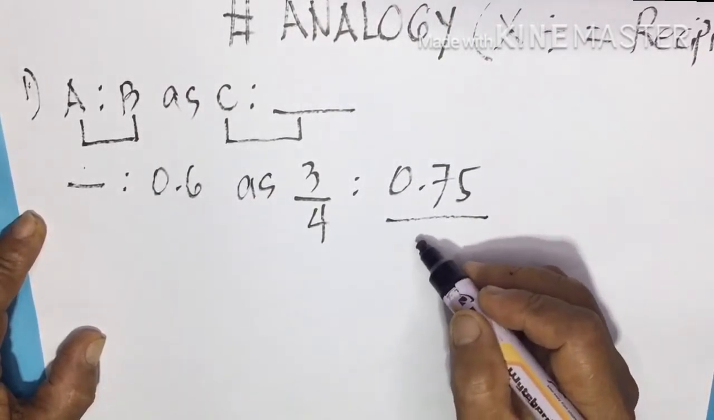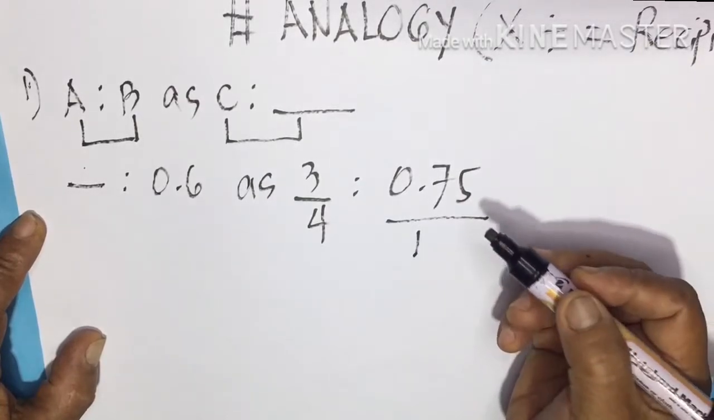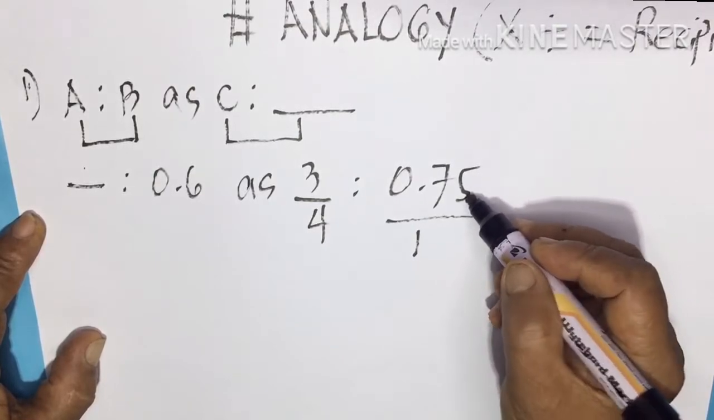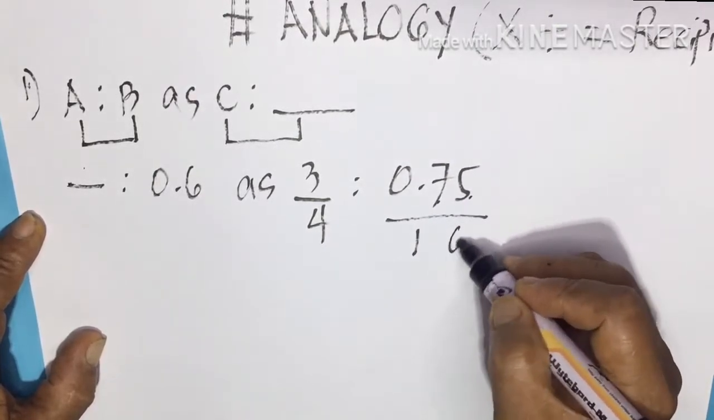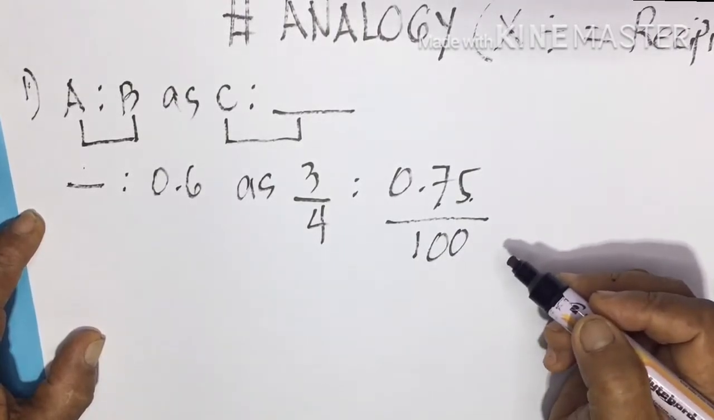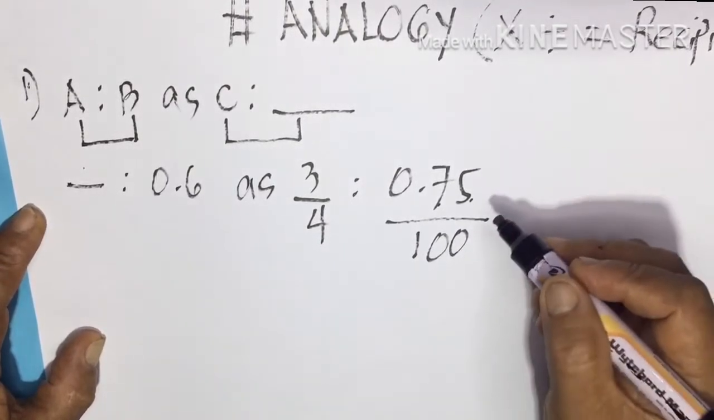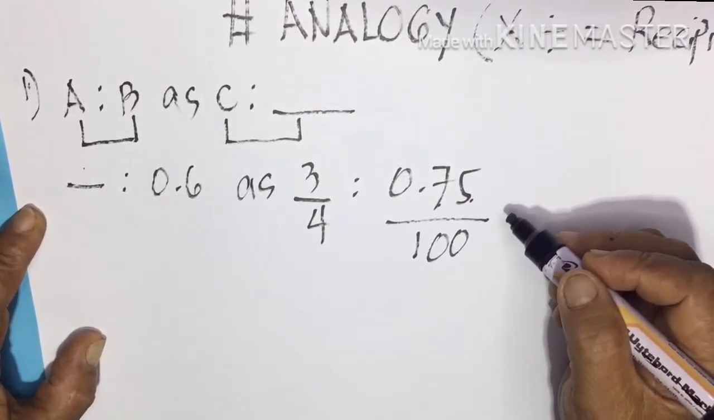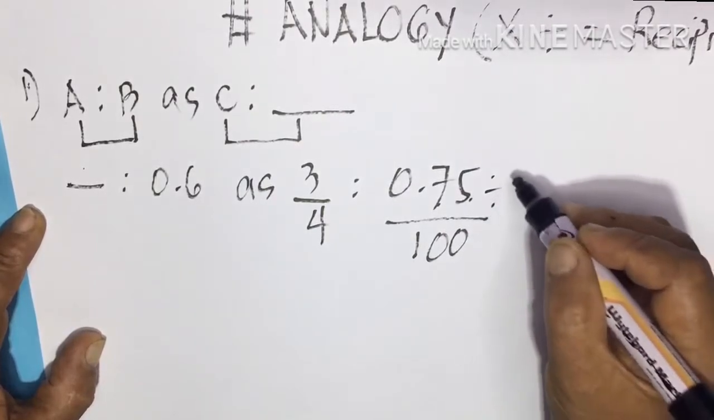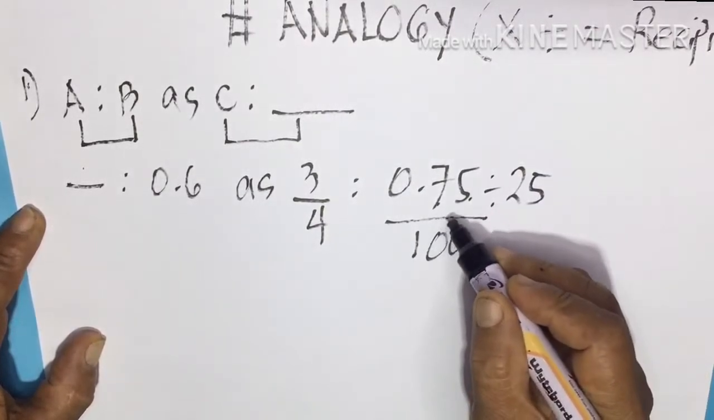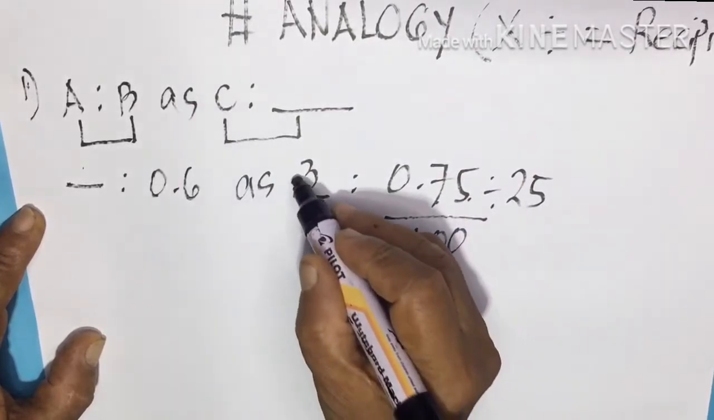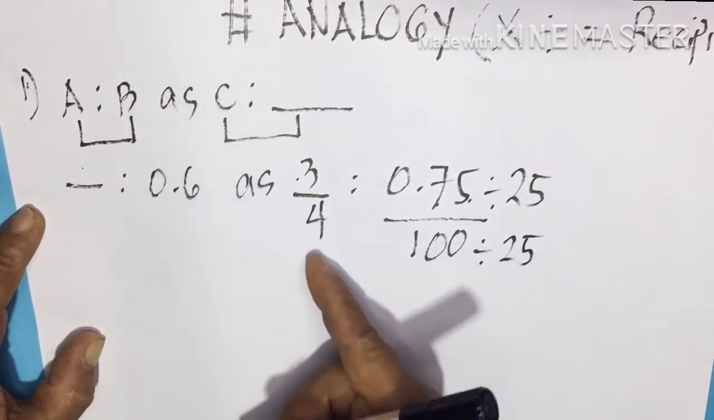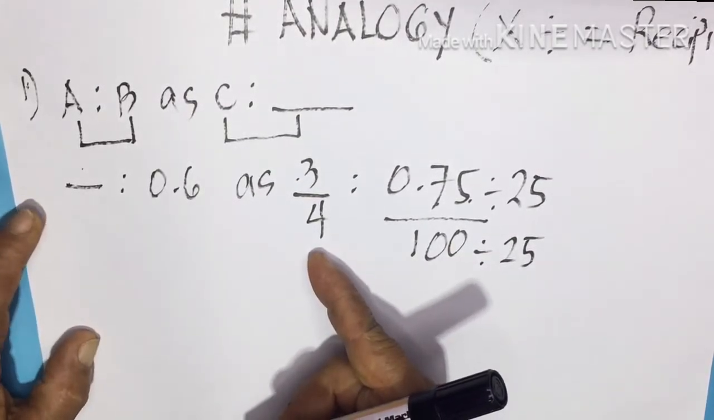So, let's divide by 1, that is the constant, and count the number of digits. 1, 2. So, only 1, 2, so 2 zeros. Therefore, 75 and 100, you are going to find the number that can divide both, which is 25. 75 divided by 25, that is 3. And 100 divided by 25, that is 4. So that is 3/4.